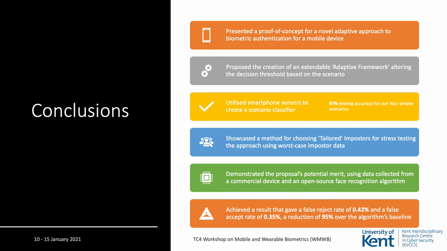We showcased a method for choosing targeted imposters to better stress test the approach using worst-case imposter data. And we demonstrated the proposal's potential merits using data collected from a commercial device and an open-source face recognition algorithm. In our best case, we were able to achieve a result that gave a false reject rate of 0.42% and a false accept rate of 0.35%, a reduction of over 95% of the algorithm's baseline, which recommends a threshold of 0.6. This was when we used the EER threshold and a stationary motion classifier to separate the data.